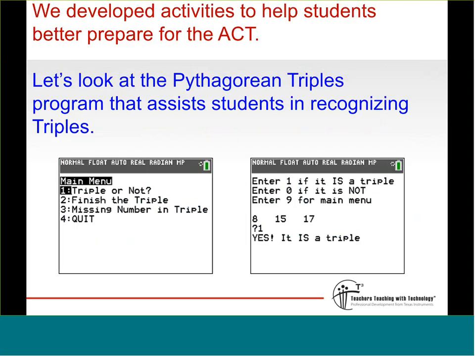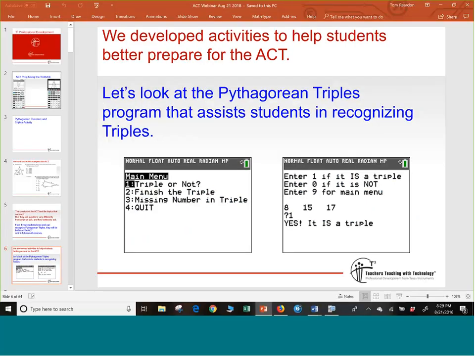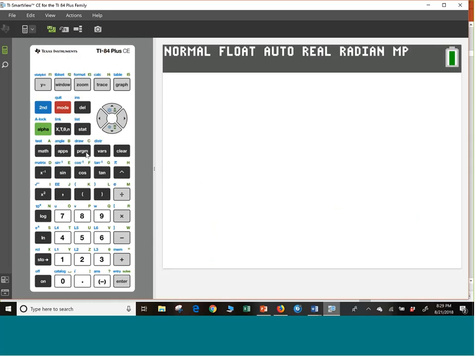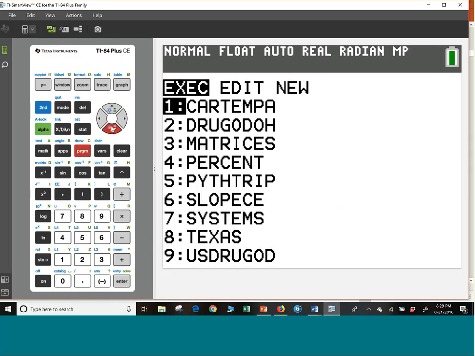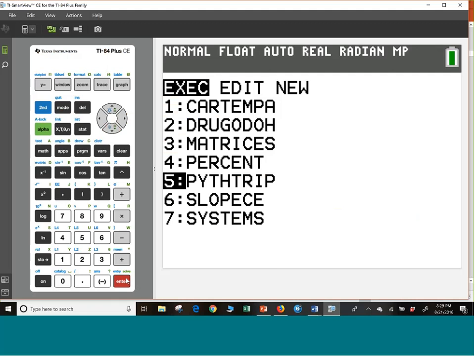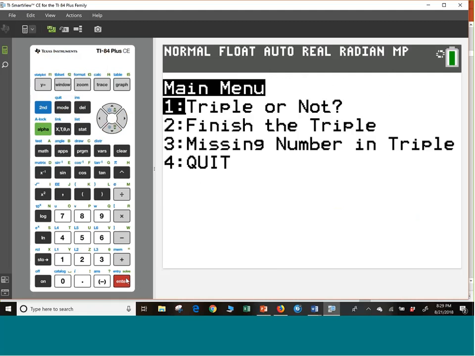So what we're going to do is look at a program that was created for helping students recognize and know the Pythagorean triples, because if you do that, you're going to save time, and that's one of the big deals on this test. So let me go ahead and bring this up. The program's called PythTrip. Sorry, it sounds awful, but Pythagorean triples, PythTrip. We'll run that program. And the first thing is, is it a triple or not? Okay, so again, students can work at this at their own pace.